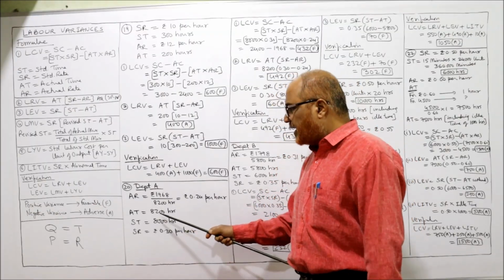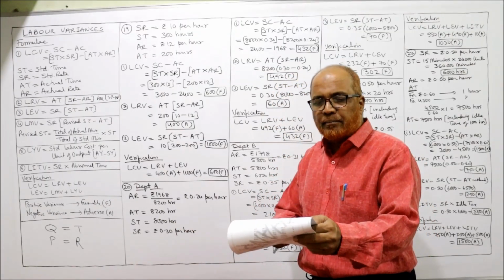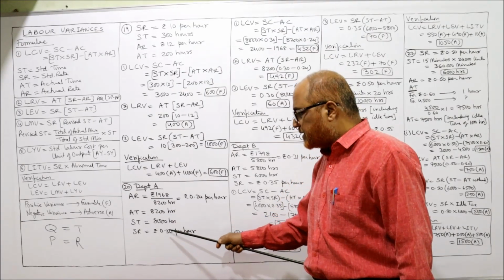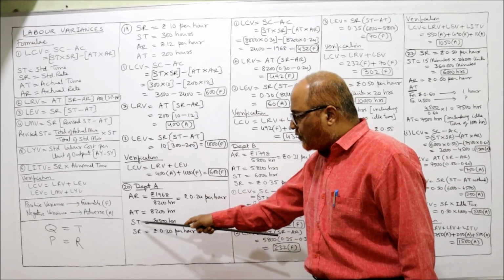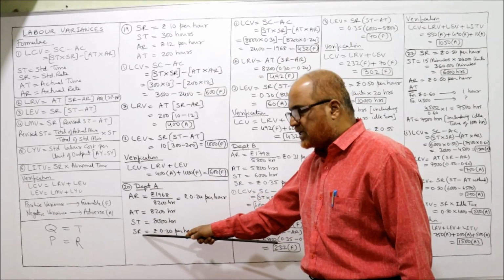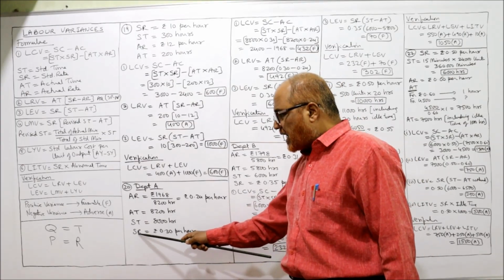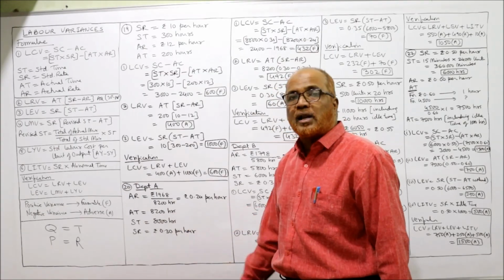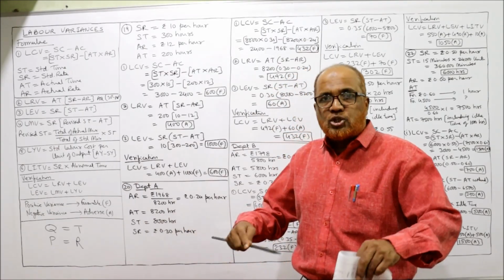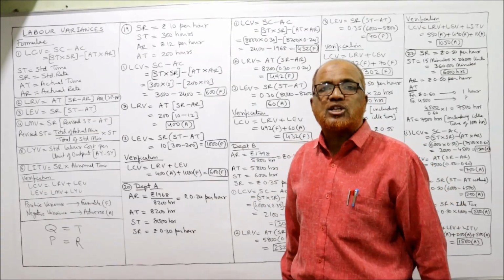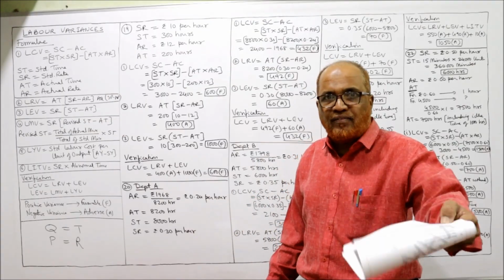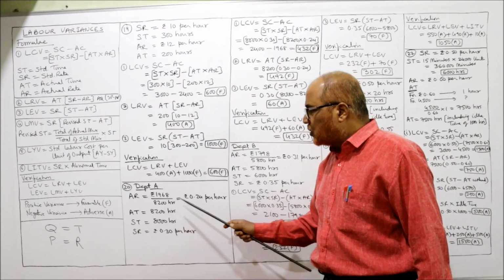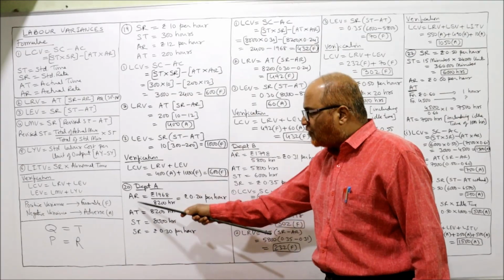Then actual time is 8,200 hours. Standard time, standard hours produced, 8,000, and standard rate per hour is 30 paisa, 0.30 per hour. So all the 4 items we have: AR, AT, ST, SR. Out of these 4, standard rate is directly given, standard time is directly given, actual time is directly given. Actual rate is not given. So actual total wages paid divided by actual time: 1968 divided by actual time 8,200. So per hour 0.24. All the four items we have.